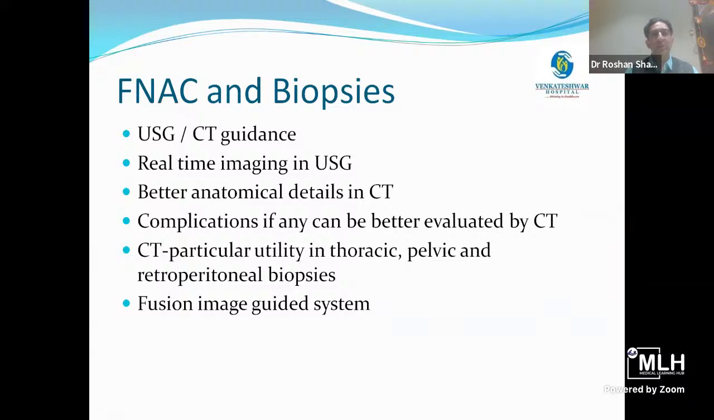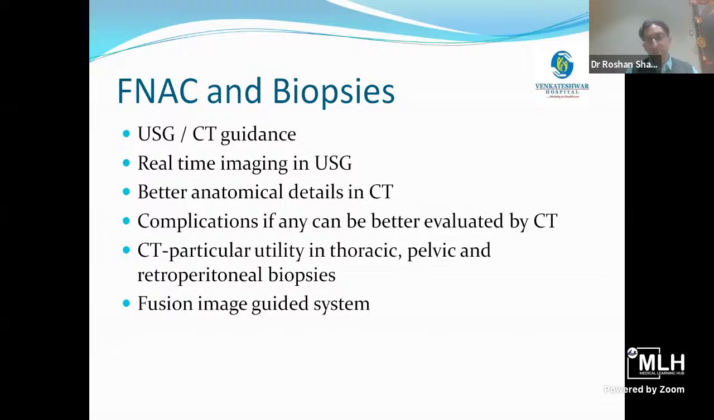Now coming to FNAC and biopsies, it can be ultrasound or CT guided. Ultrasound is real-time imaging. We can see the tract very well. But in CT, there are better anatomical details, and if there are any complications, they can be better evaluated by CT scans. CT is particularly useful in thoracic, pelvic, and retroperitoneal biopsies.